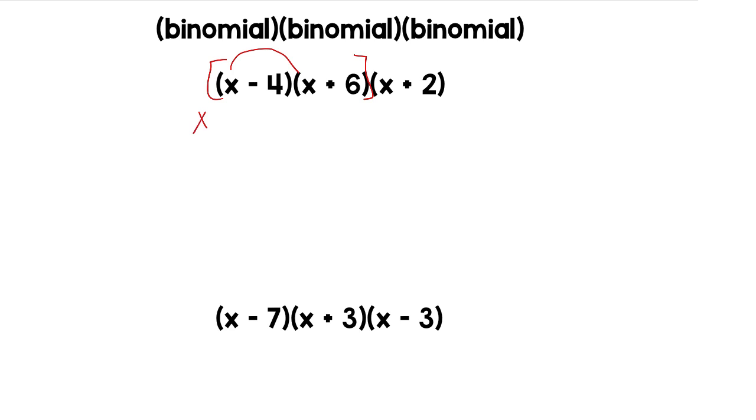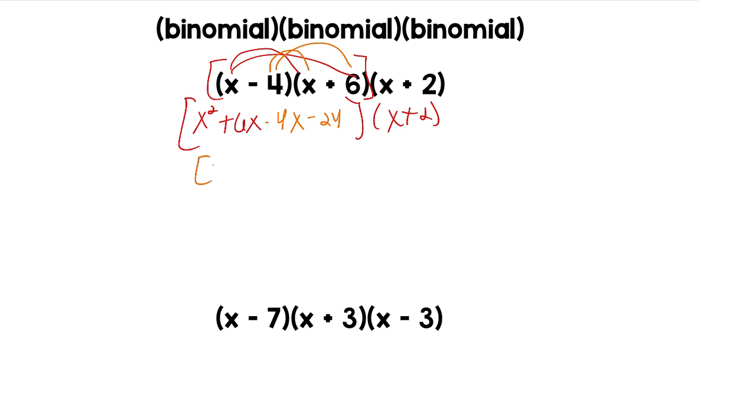X times x is x squared. X times 6 is plus 6x. Negative 4 times x is minus 4x. Negative 4 times 6 is minus 24. And we've got that in these brackets, and x plus 2 still exists. So we can combine like terms inside our brackets. We've got x squared plus 2x minus 24, and then still x plus 2.